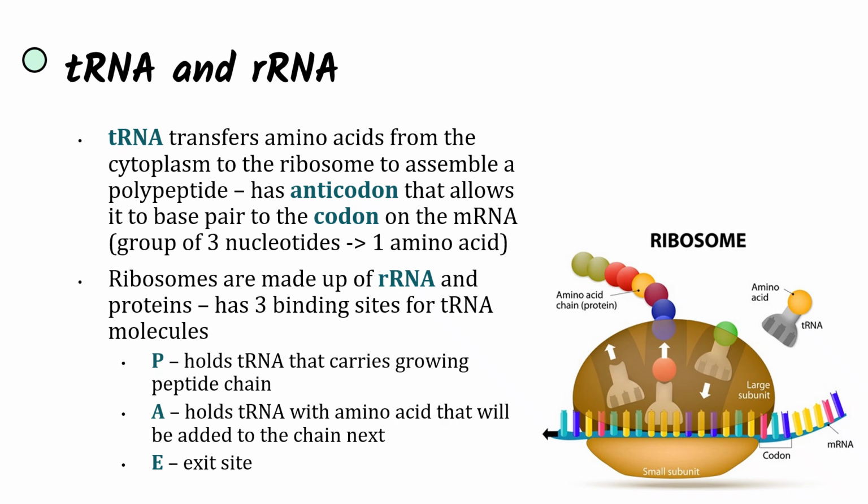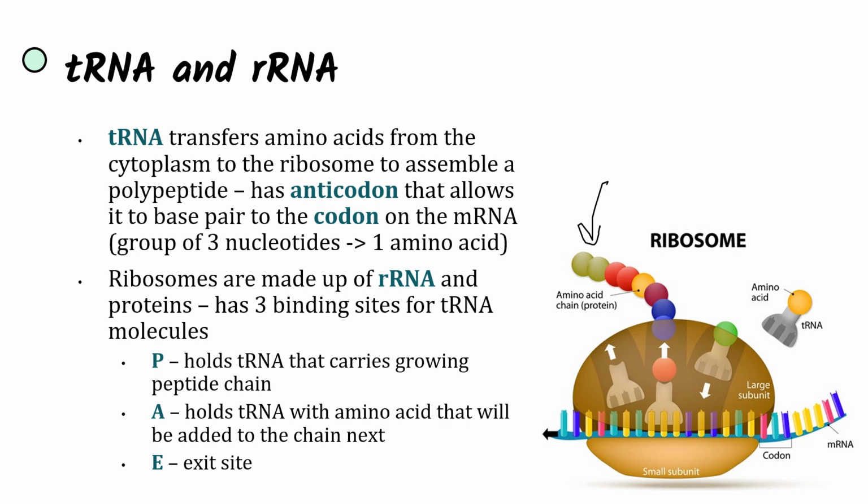We discussed mRNA, which is messenger RNA, that carries the genetic message from the nucleus to ribosomes. But we also need to know tRNA, transfer RNA, which transfers amino acids from the cytoplasm to the ribosome to assemble a protein. So essentially how tRNA is going to work is it's going to bring a certain amino acid based on the base pair, and that's going to then contribute to our polypeptide chain, to our protein chain. And it has an anticodon that allows it to base pair to the codon on the mRNA.